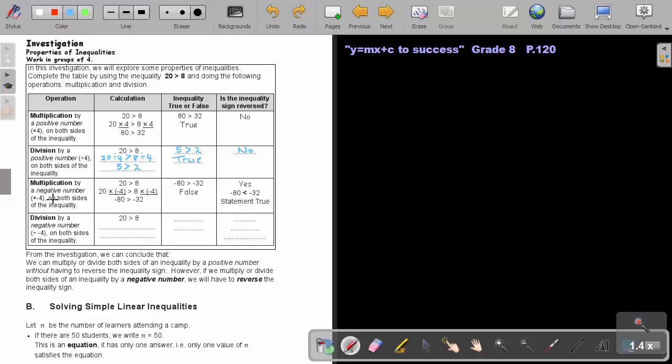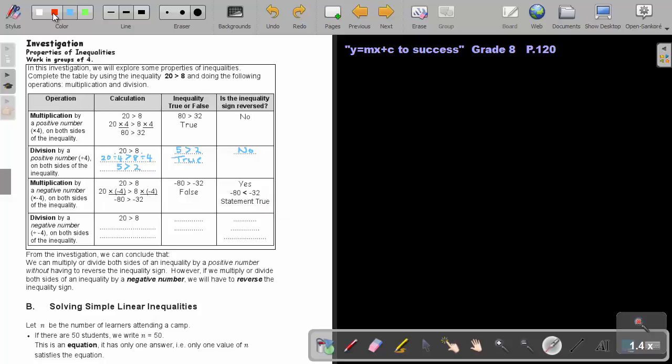Okay. Now, if I look at this one, multiplication by a negative number. So on both sides of the inequality, if I multiply by a negative, I multiply and I multiply, I get -80 is greater than -32. That is false. But if I reverse the inequality sign, so I change it from bigger to smaller, then I made this statement true.